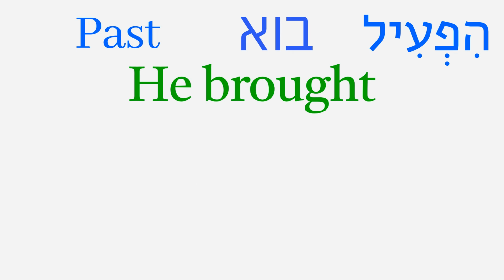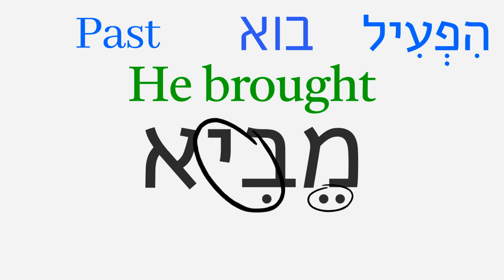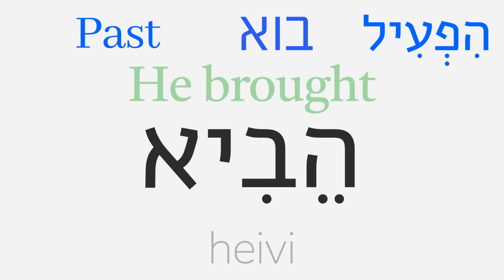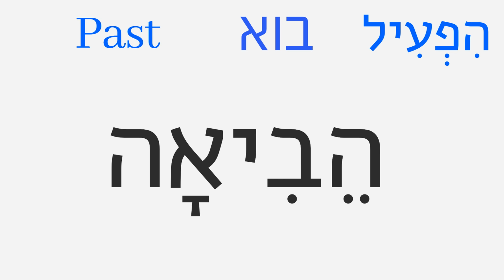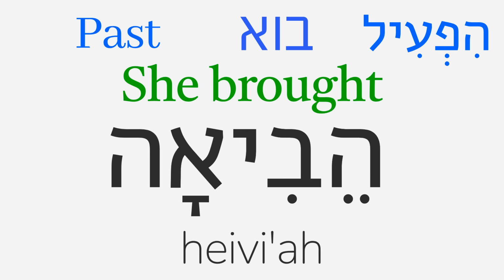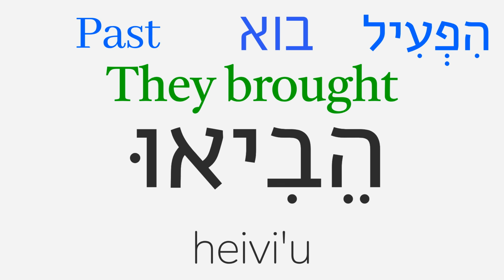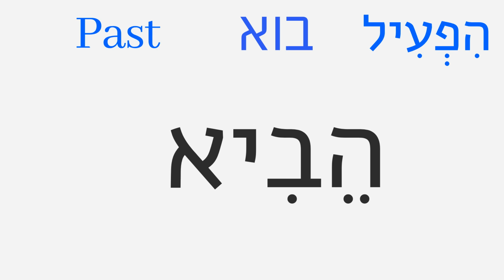The hu form of the past tense will have the same vowels as the masculine singular form of the present tense, mevi. That means the verb he brought is hevi, with the past tense he prefix instead of the present mem. Changing no vowels, we can add a to make hevi'ah, she brought, or add u to make hevi'u, they brought. To make the other forms of the past tense, we'd usually change the hirek and yod to a patach before adding the different endings. This also happens with most hollow roots.